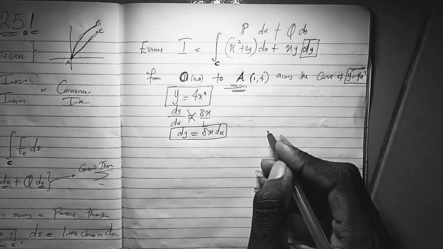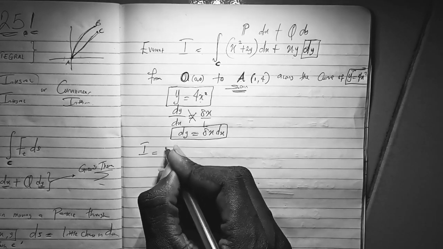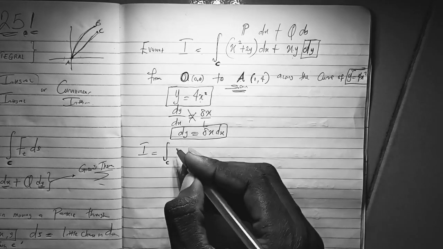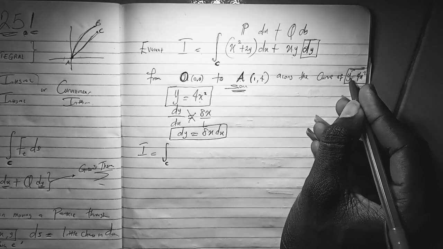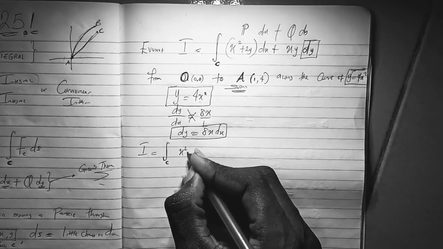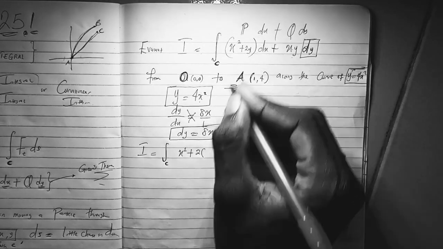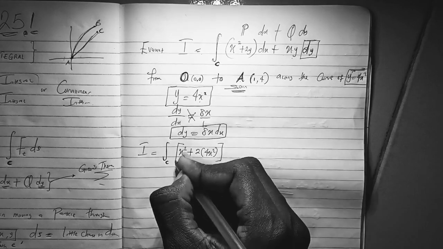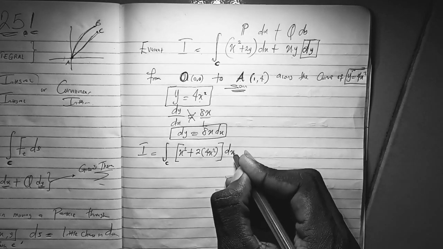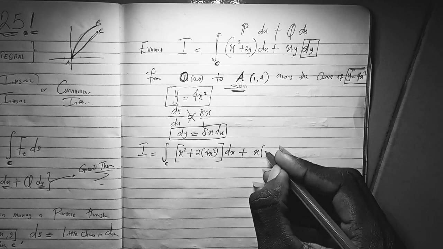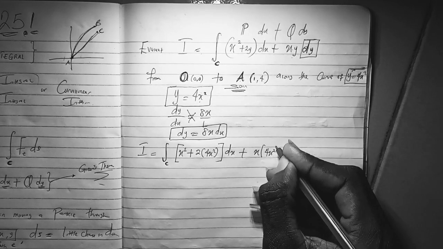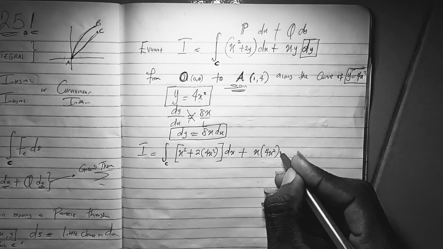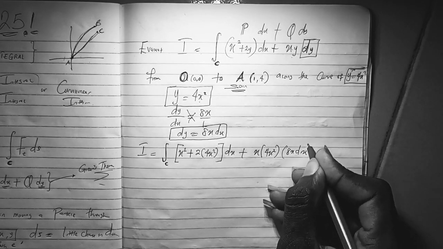So on substituting, we have I is equal to the integral along a path C, along a curve. And what is the curve? It's along the curve of y equals 4x squared. So I have x squared plus 2, then this y we have here is actually given as 4x squared from the question. So you can put this in a bracket. Then we have dx plus x, then y is given to us as 4x squared. And then finally, the dy we have here is 8x dx from what we have actually differentiated.